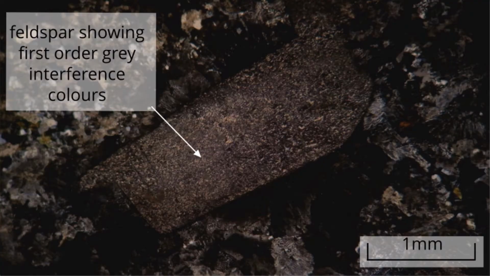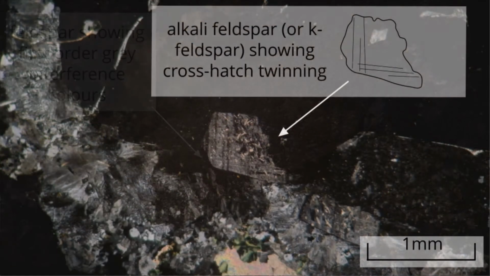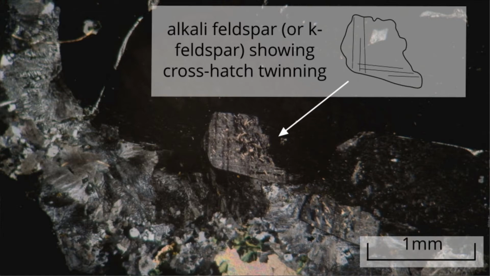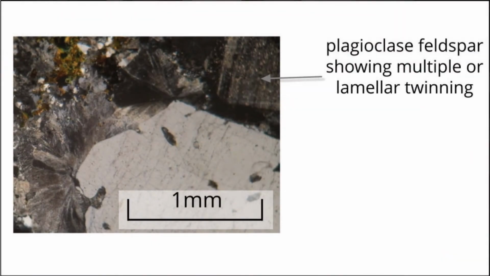Although feldspars are a cloudy brownish colour in plain polarized light, under cross polars it is easier to see the outlines of individual crystals. These feldspar crystals show first-order grey interference colours. It's also possible to distinguish between types of feldspar by looking at the type of twinning shown under cross polars. The alkali feldspar here shows simple twinning, which is cross-hatch twinning. The plagioclase feldspar here shows multiple or lamellar twinning.